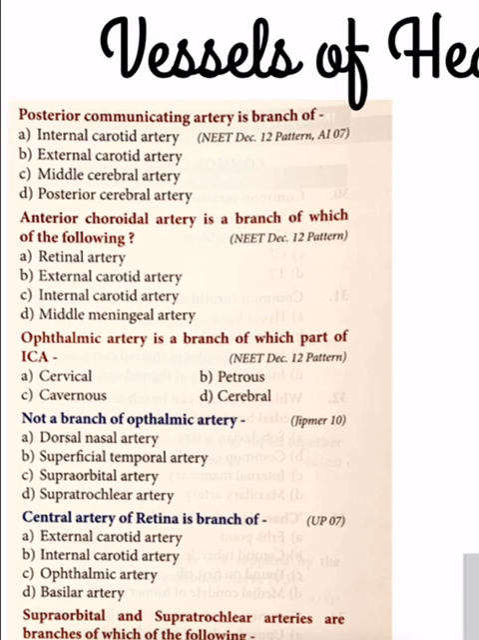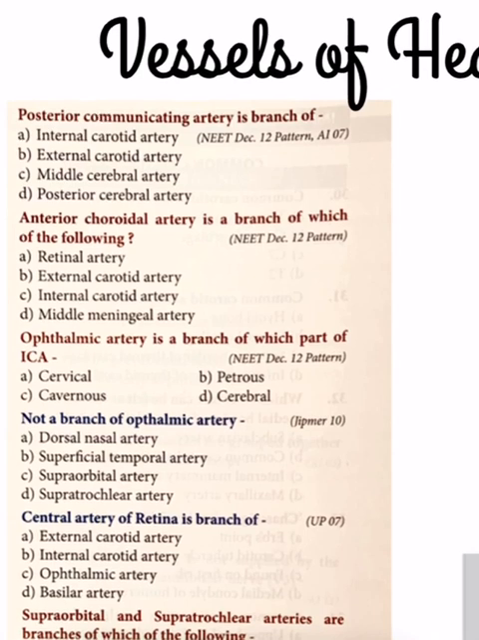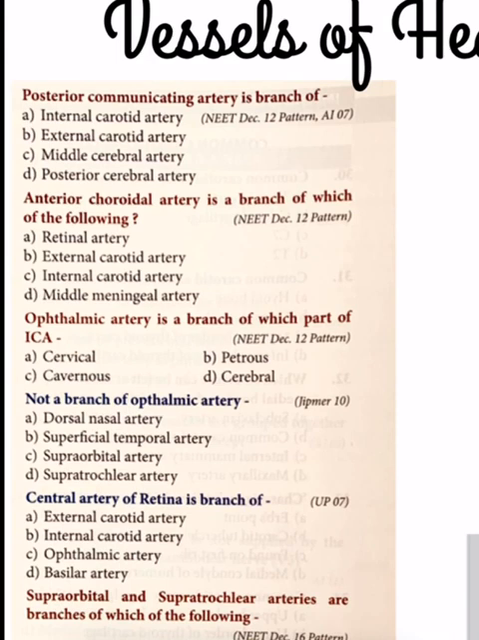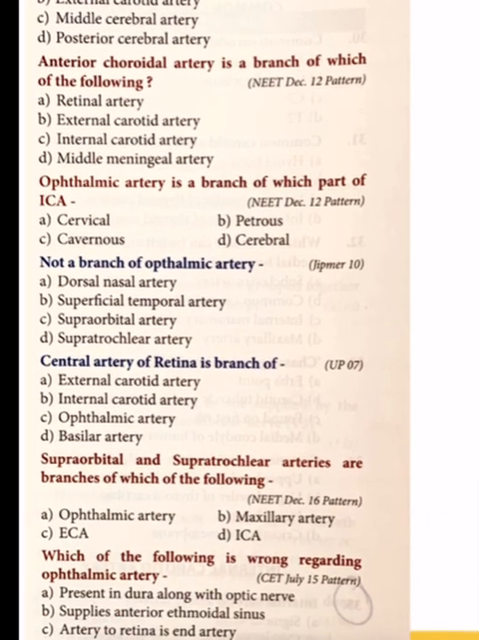Okay. Then coming to the next question, anterior choroidal artery is a branch of which one? Obviously ICA, internal carotid artery. And which part of ICA? The cerebral one. I think you will learn it now only: ophthalmic, anterior cerebral, middle cerebral, posterior communicating and anterior choroidal. Then the next question is, ophthalmic artery is a branch of which part of ICA? Cervical, petrous, cavernous or cerebral? Very, very easy. Ophthalmic artery is a branch of the cerebral part of ICA.